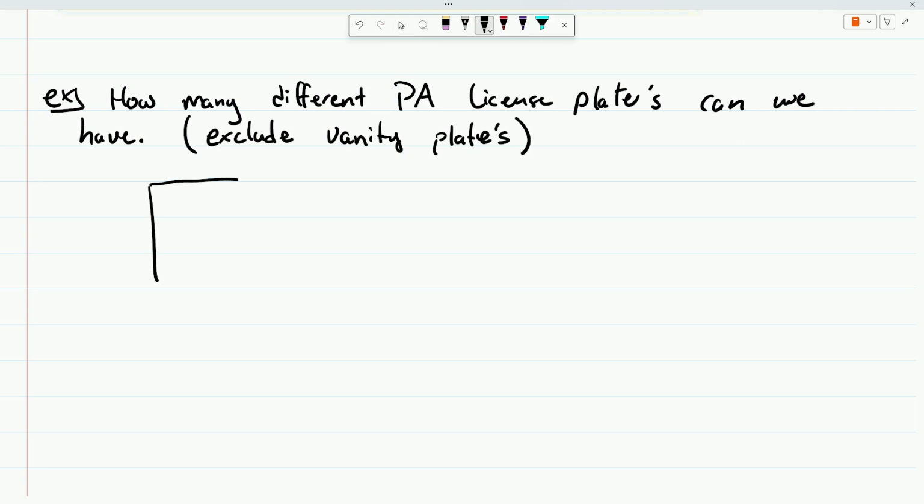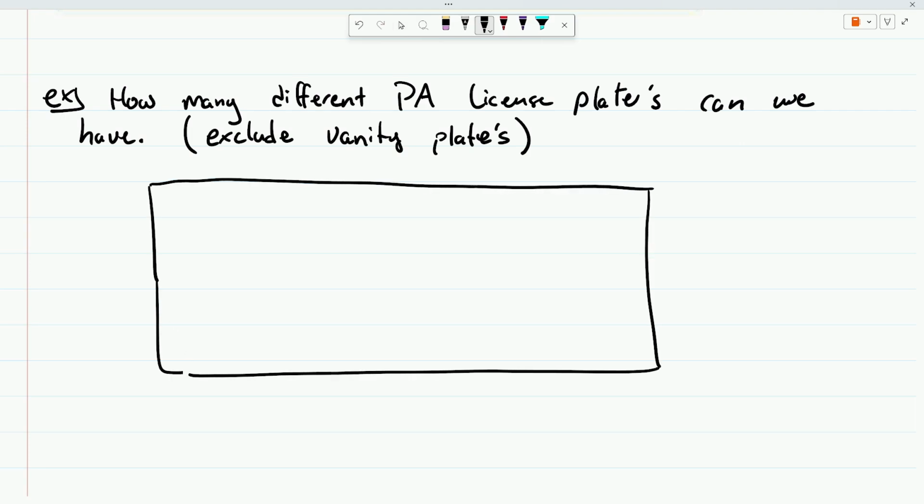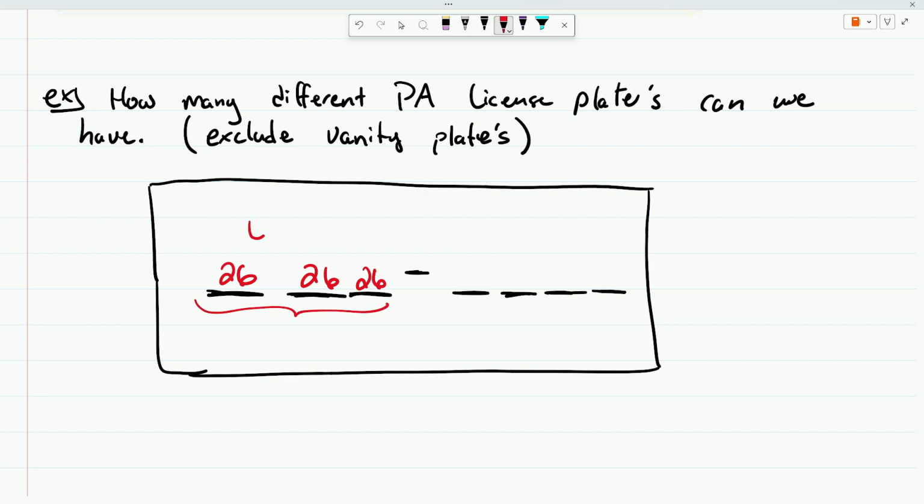Well, if we think about what a license plate looks like, all PA license plates have 3 letters and then a hyphen, and then it's separated by 4 numbers. Now, there are no restrictions or anything like that. So the first spot has a total of 26 options because there's 26 letters in the alphabet. Same thing for the second spot and the third spot. So far, just for the letters, we have 26 times 26 times 26.